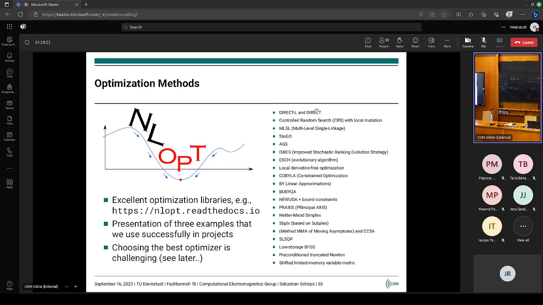And you see, it contains a lot of these methods, and it contains so many methods because it's not so easy to choose a proper optimization algorithm. Because in some cases, one of those is always the best choice. So there's no silver bullet. That's what I want to say.